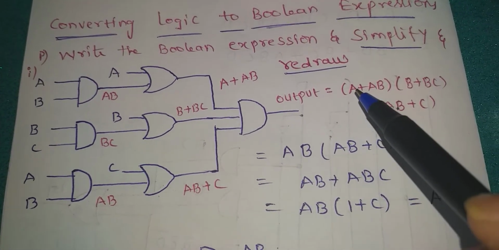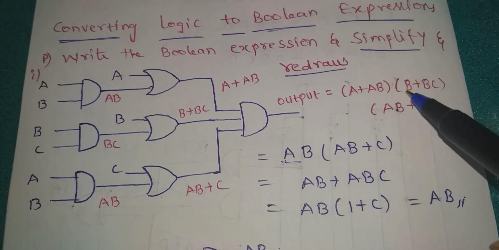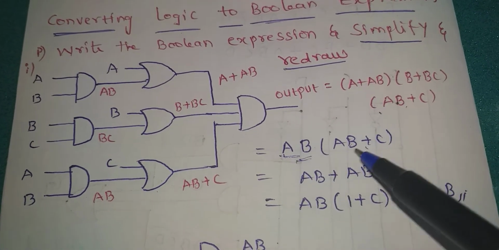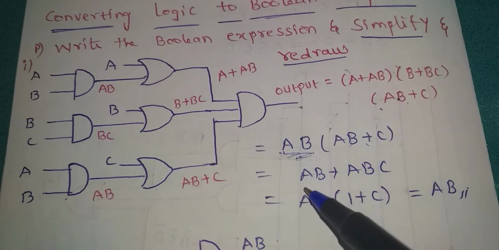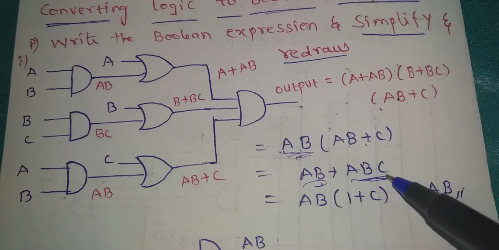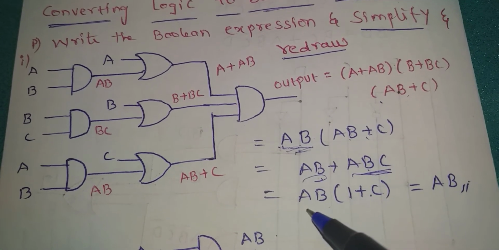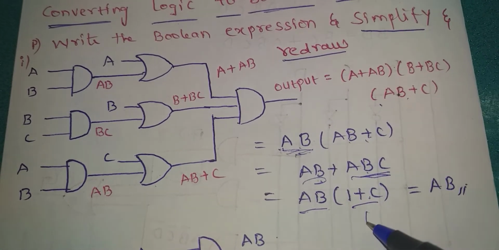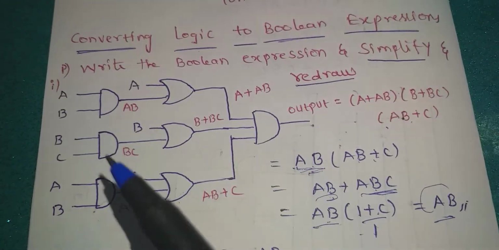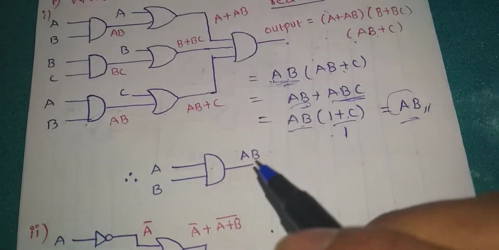Now to simplify, we know that A plus AB becomes A, B plus BC becomes B, and then AB plus C. Now AB into AB becomes AB, and AB into C becomes ABC. If you take AB as common, it becomes AB into (1 plus C). Since 1 plus anything becomes 1, AB into 1 becomes AB. That means the entire circuit is equivalent to a 2 input AND gate. This is an AND gate.